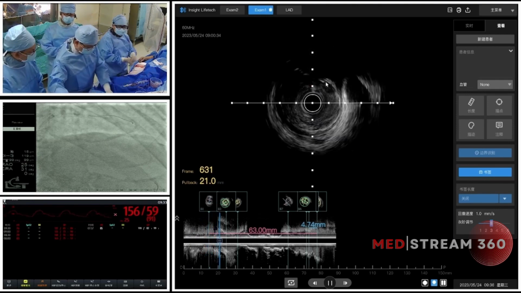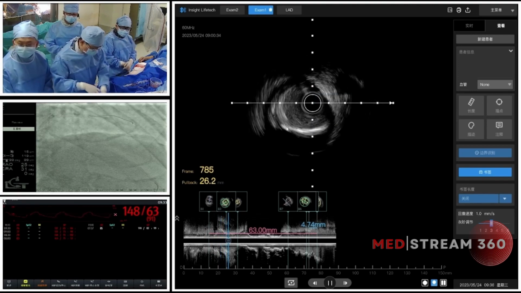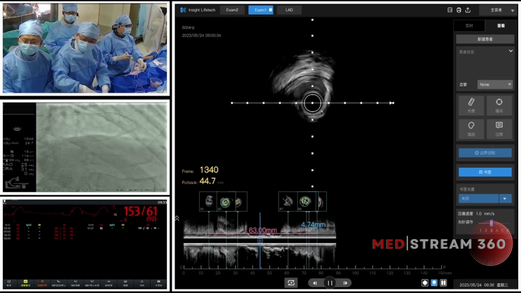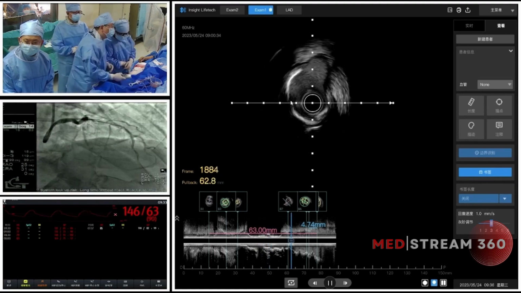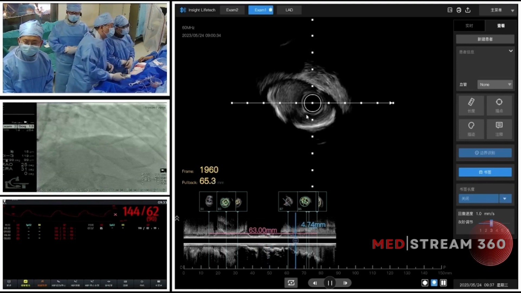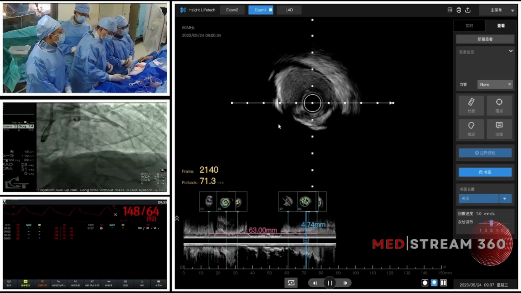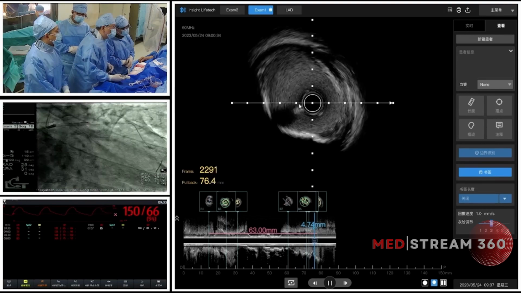And now we can see the calcified plaque in the superficial part of the plaque. We can see there's heavy calcification, almost 300 degrees. We can see some fracture in the superficial part of the calcification. RA is a useful method for these lesions.